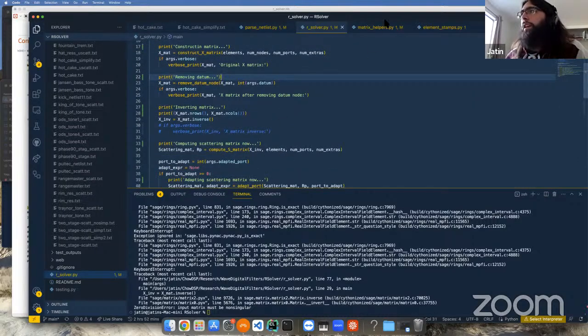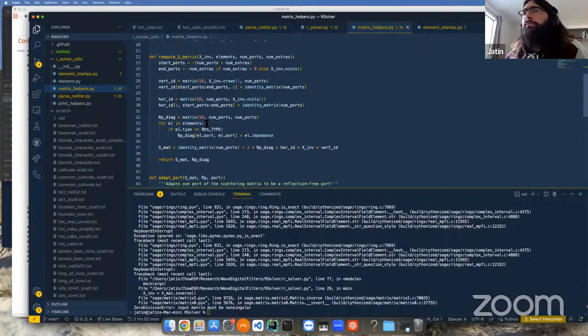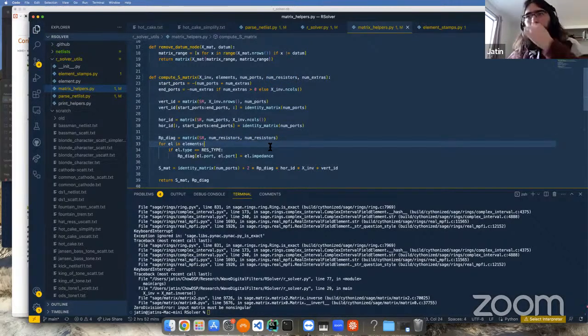And then when we compute the S matrix, that's when we're going to want it for creating this RP diag thing. So let's see, num resistors, and that will be the thing we're using here. Okay.